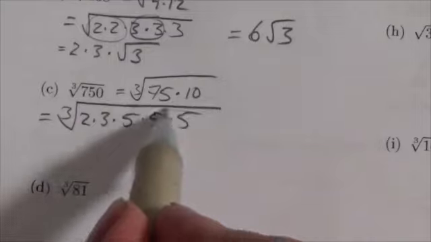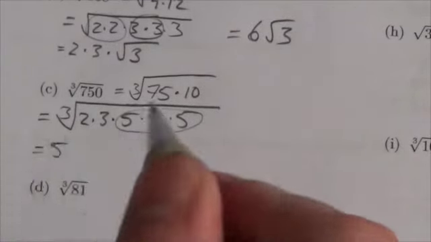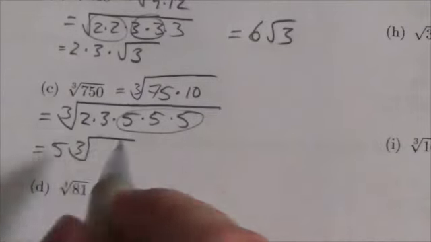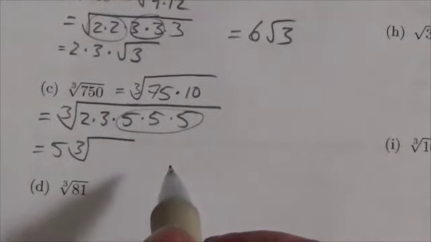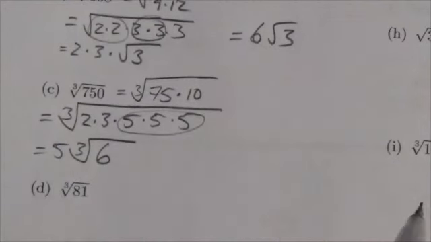With a cube root, I'm looking for a triplet, and I can see that there are 3 5's there, so I'll write a single representative of that outside. I can't do anything with the 2 or the 3. I'm stuck with them, so I'll just multiply those together, and we get 5 times the cube root of 6.